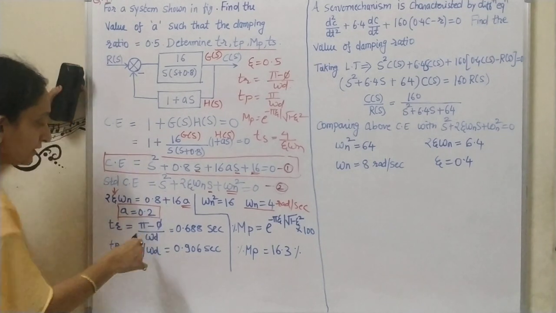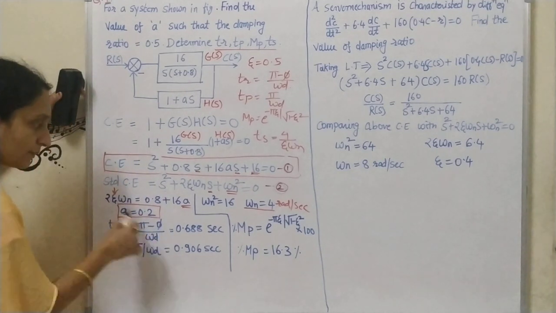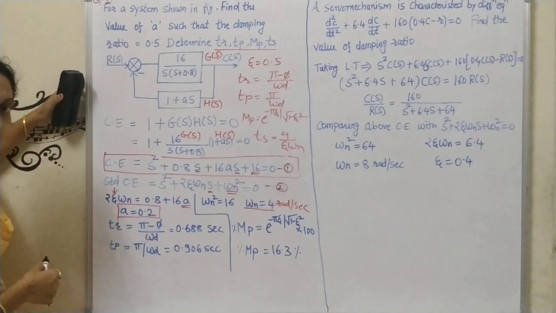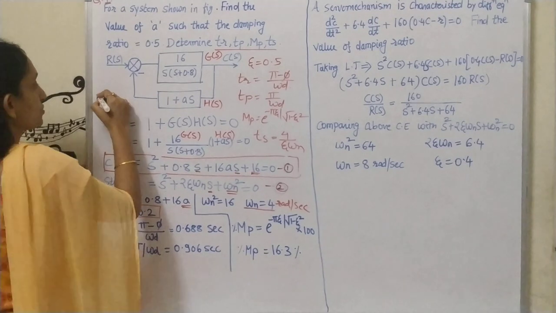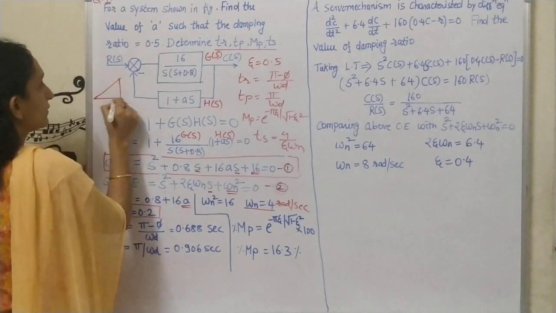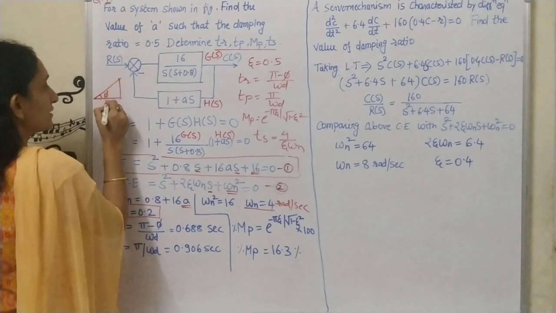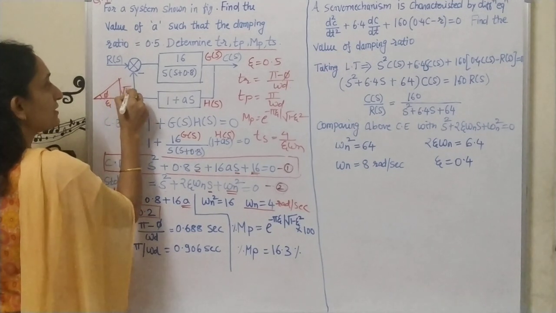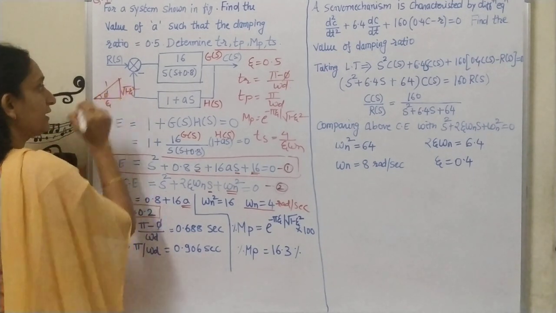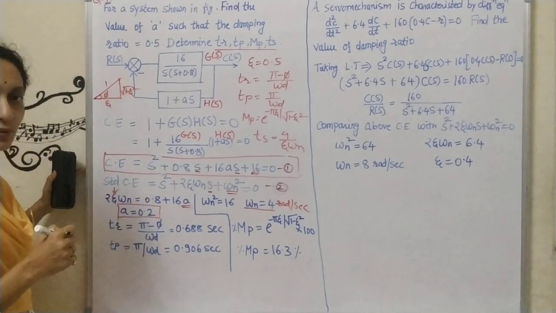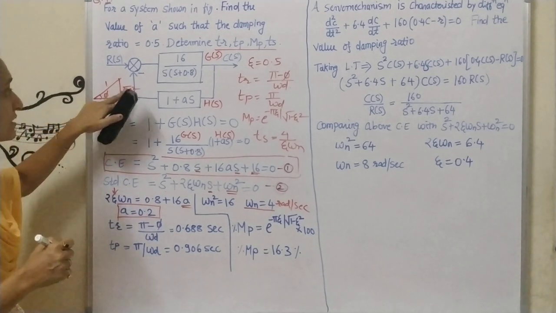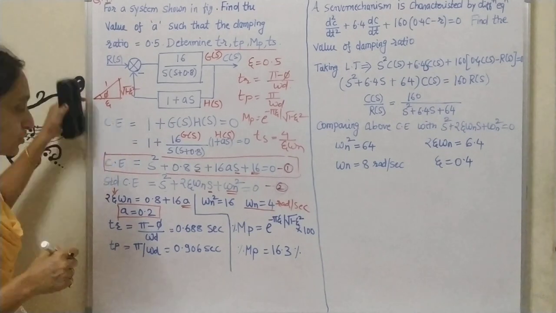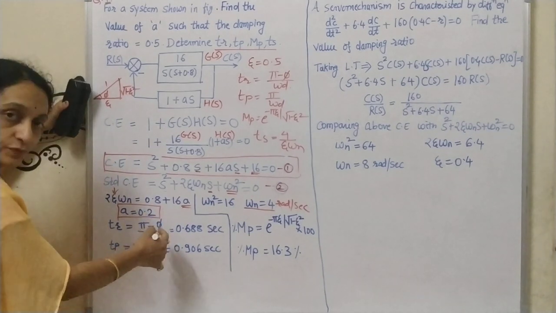Here TR is equal to pi minus phi by omega d. See how you will calculate phi. If you remember the zeta triangle, I will show the zeta triangle here. Here phi is there, this side is zeta, this side is 1 minus zeta square, and the hypotenuse will be 1. To calculate phi, you can use tan inverse of b by a.